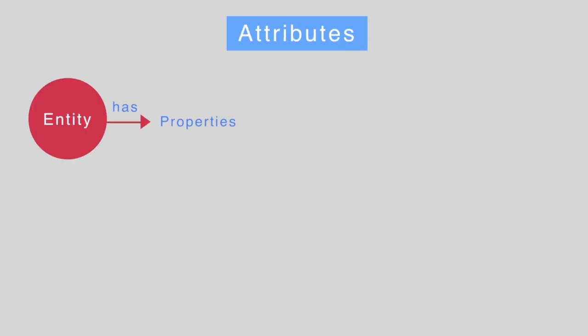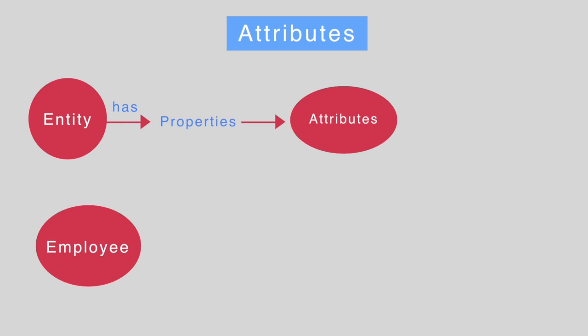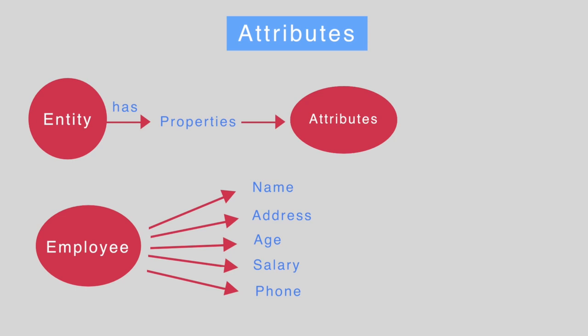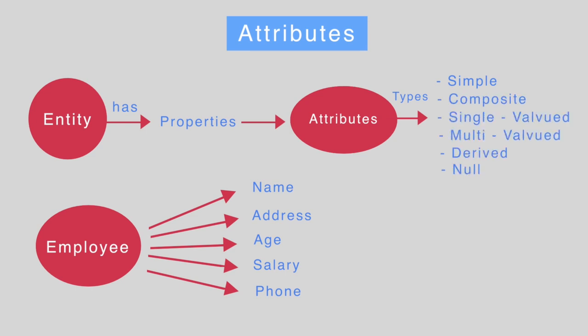Each entity has some properties that describe it. These properties of the entities are called attributes. For example, an employee entity can have name, address, age, salary, and phone number attributes. There are several types of attributes, and they are simple, composite, single-valued, multi-valued, derived, null, and complex attributes.